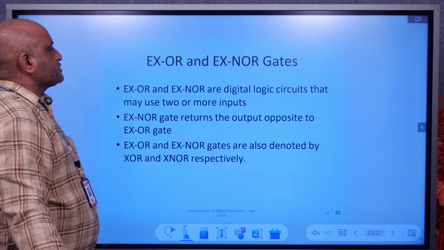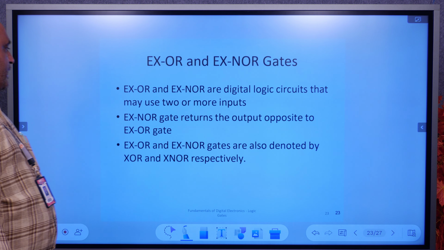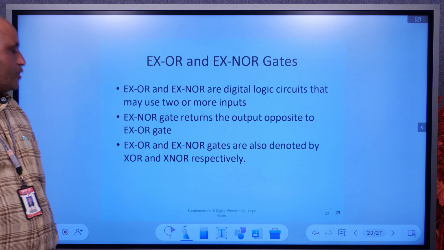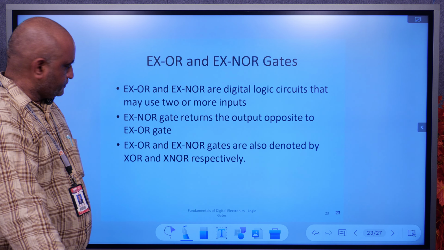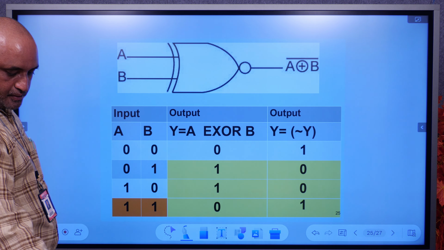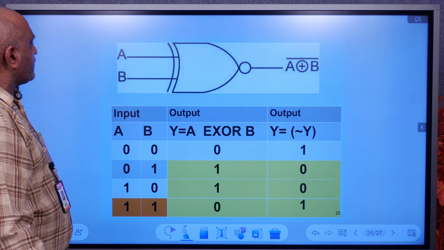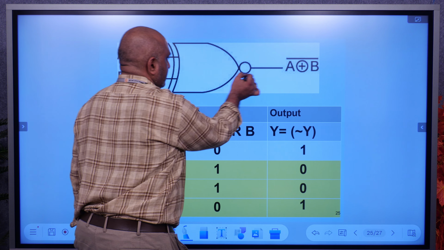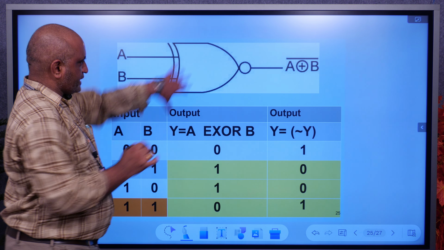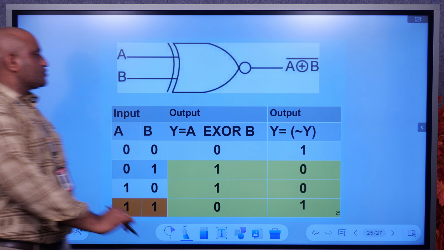Then exclusive OR and exclusive NOR gates. Exclusive OR and exclusive NOR are digital logic circuits that can use two or more inputs. The XNOR gate returns the output opposite to the XOR gate. These are denoted by XOR and XNOR respectively. XNOR is nothing but exclusive OR followed by a NOT gate. Suppose you have the inputs A and B, and the exclusive OR is connected to a bubble; this is A exclusive OR B bar.